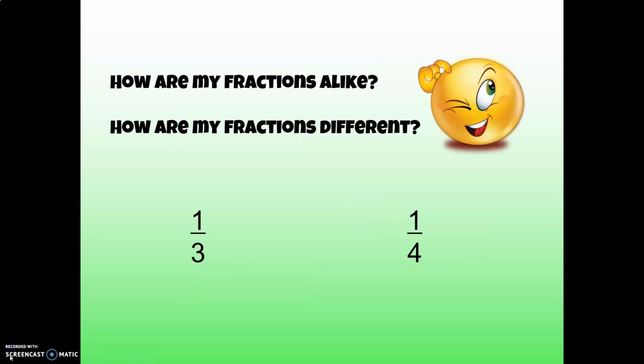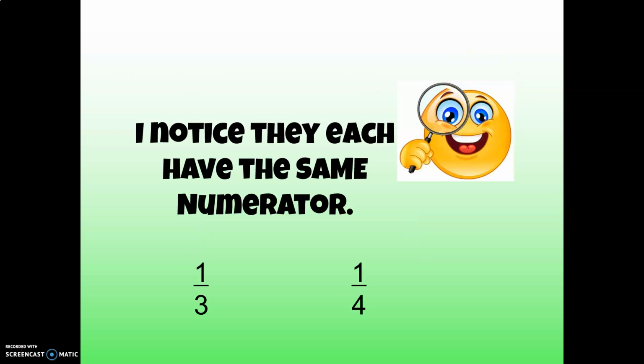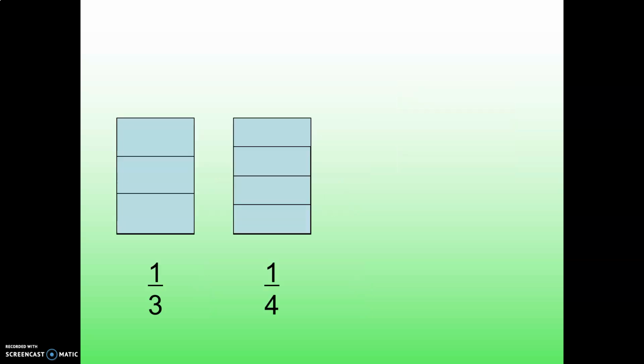Here are 2 more fractions. How are my fractions alike? How are my fractions different? Well, I'm noticing now that my numerator, the number of pieces, is the same, but my denominators, the number of pieces in each whole, are different. They each have the same numerator. Let's see how I can use this to compare.